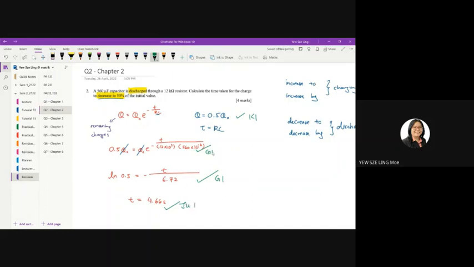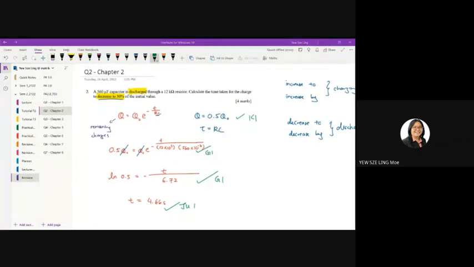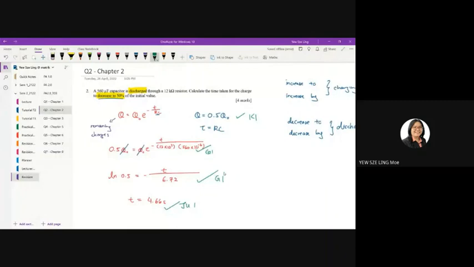Now, sometimes these two marks will combine into one. So it could be a 3 or 4 marks question. So that is your question 2, all right? Now let us move on to question 3. This is just a very short and simple question. Let us go through question 3 right now.